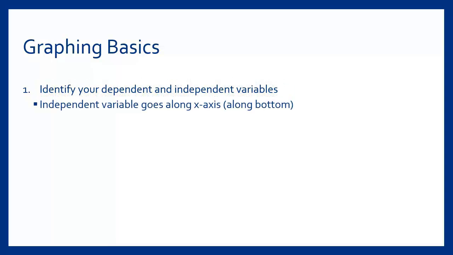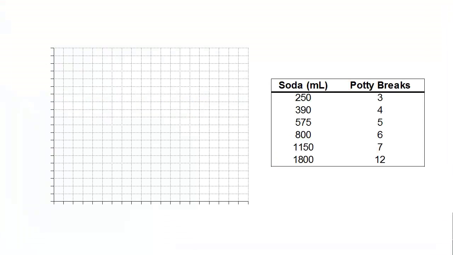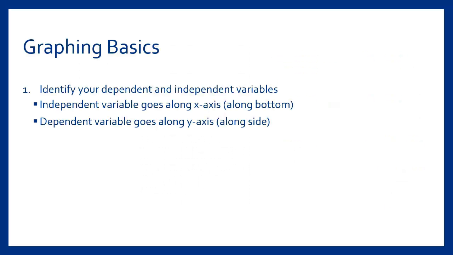The independent variable will always go along the x-axis, which is along the bottom, and the dependent variable will always go along the y-axis, or the side. In my experiment, I drank different amounts of soda, and I measured those amounts in milliliters, so that is the independent variable, and I counted the number of potty breaks that I needed based on how many milliliters of soda I drank. The number of potty breaks is the dependent variable. So the amount of soda would go on the x-axis, and the number of potty breaks would go on the y-axis.